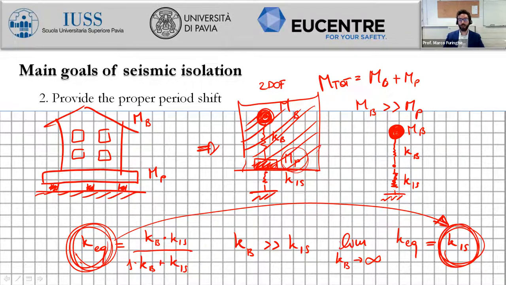Given a single degree of freedom system, we have just to define a stiffness coefficient and just a mass. The stiffness coefficient is directly the stiffness of the isolation layer, and the mass is the total mass which is above the isolation layer. Okay, so this will be very important for us to design, with the simplified rules, all the main typologies of isolation systems that we know nowadays. Generally, we will discuss them later on.